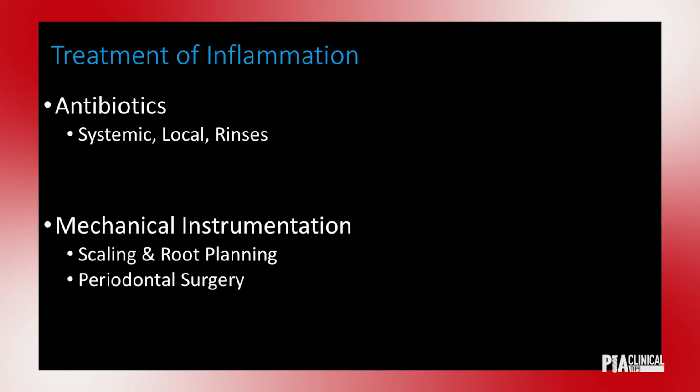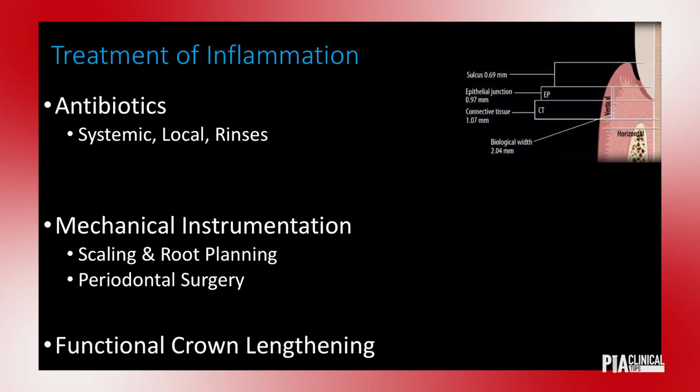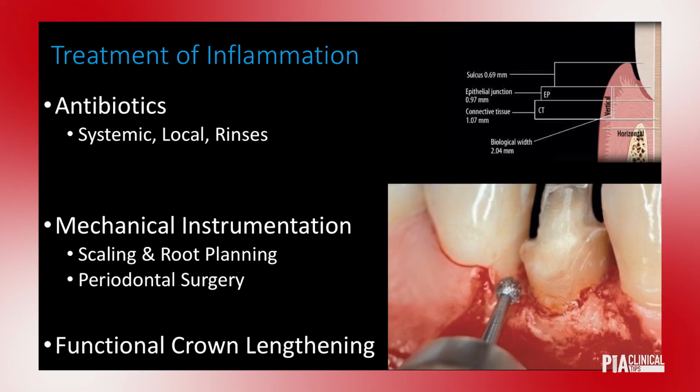Mechanical instrumentation, trying to reduce the load of the bacteria, again, is accomplished via scaling and root planing or periodontal surgery. And if there is a prosthetic issue, such as, again, invasion of that biologic width, we are really talking about performing functional crown lengthening, or creating enough space between the restorative margin and the alveolar crest in order to create a healthy periodontium.